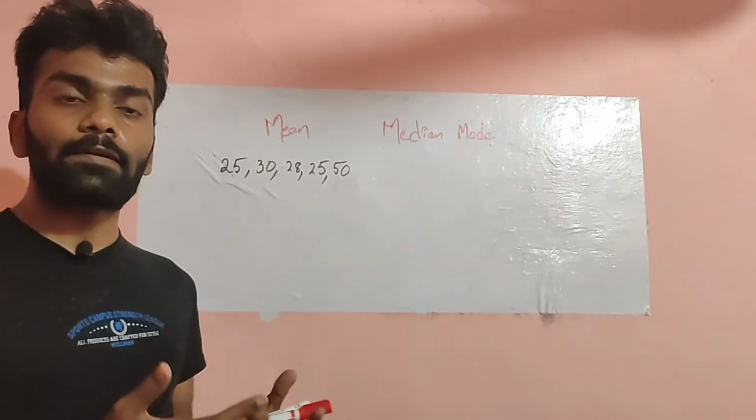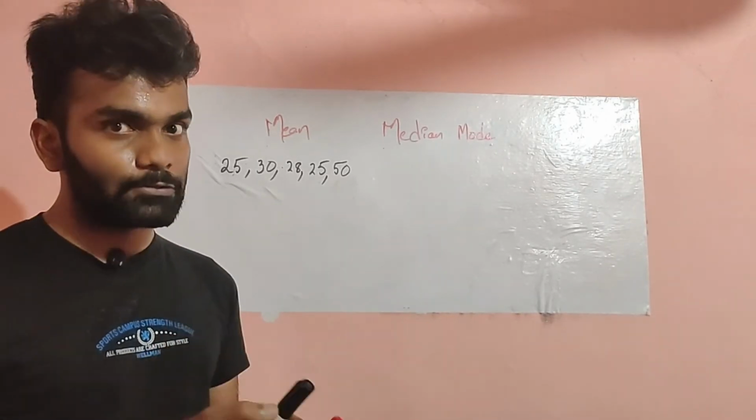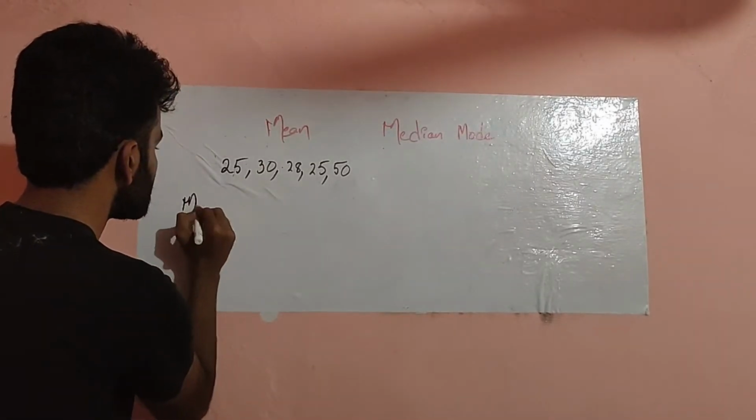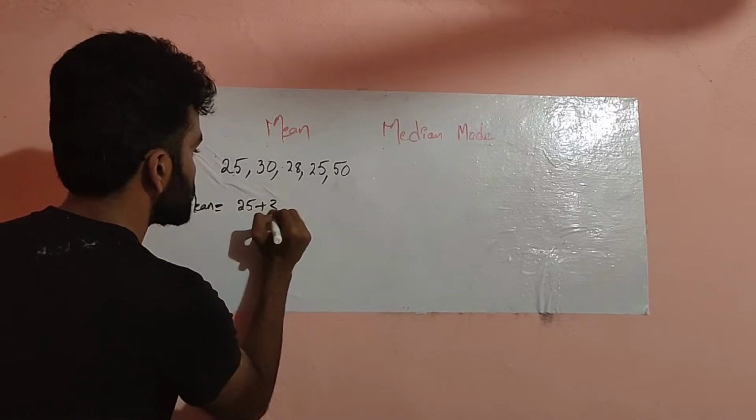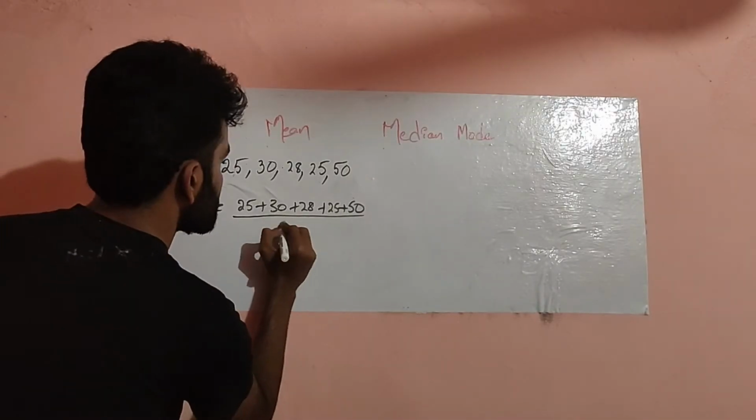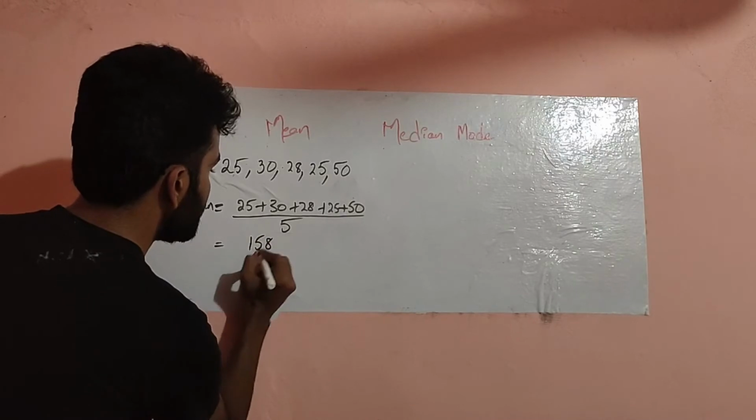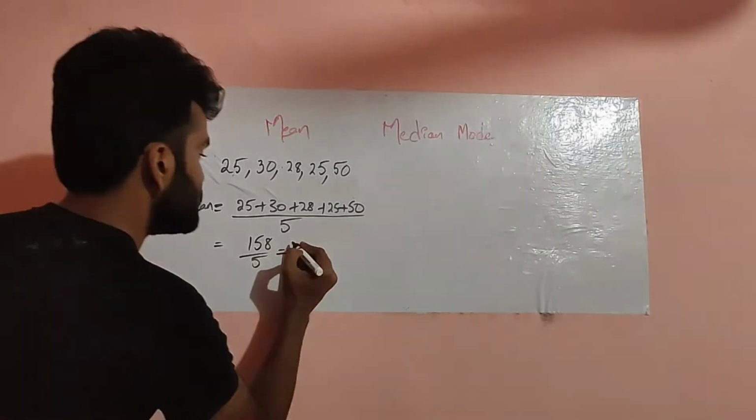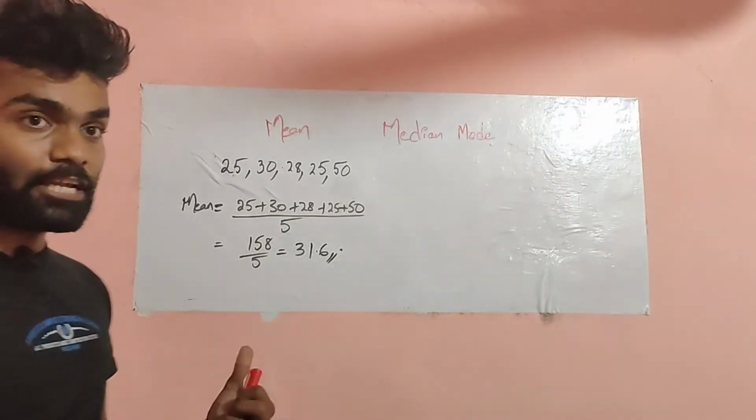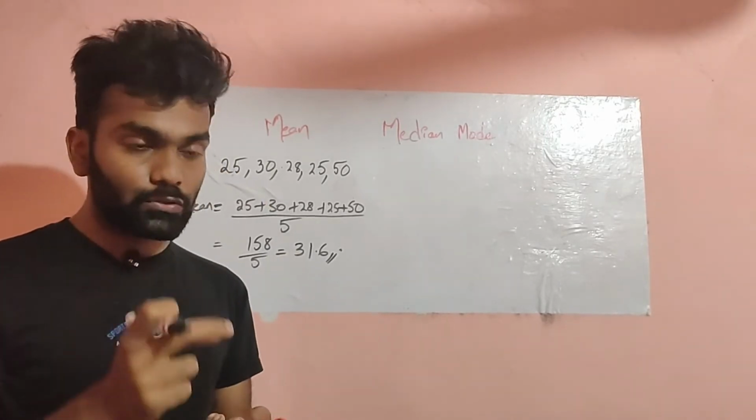So to calculate that, the formula is the total sum of values divided by the number of values. So here we have five values. So mean is equal to, so this is 158 divided by 5. So the mean is 31.6. So this is the average value. So this is how we can find the central tendency, the middlemost value.